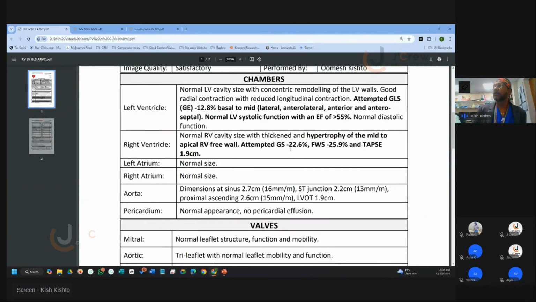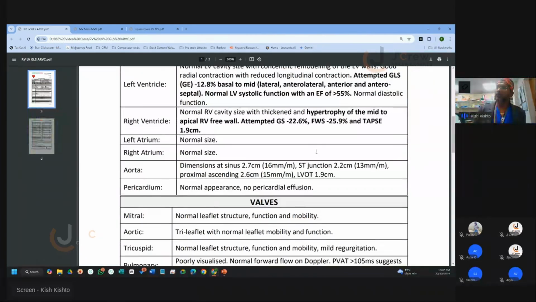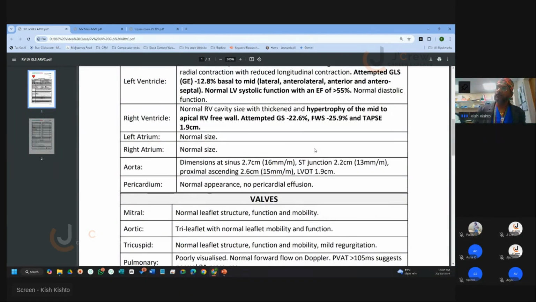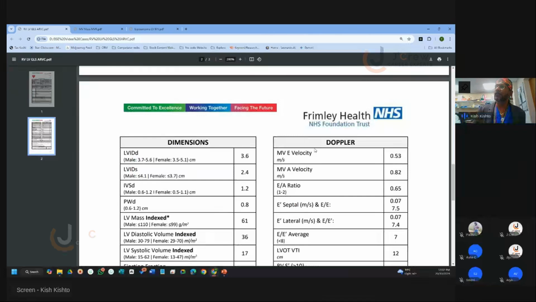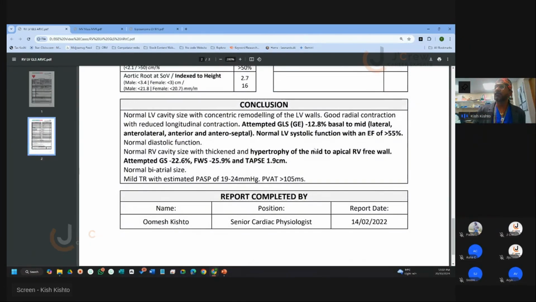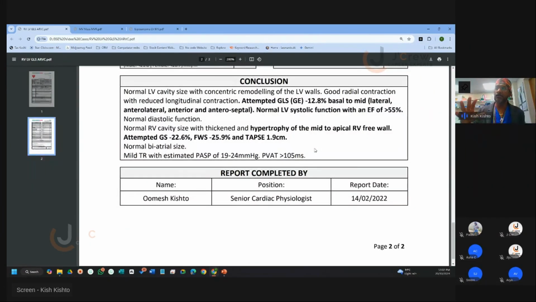Here we see the RV cavity, hypertrophy of the mid-cervical free wall, and the GLS was normal. So that's why, for me personally, I was thinking whether it's ARVC or not. So I think they did send the patient for a cardiac CT MRI just to see if there's any protein phenotype of tissues around the RV cavity.